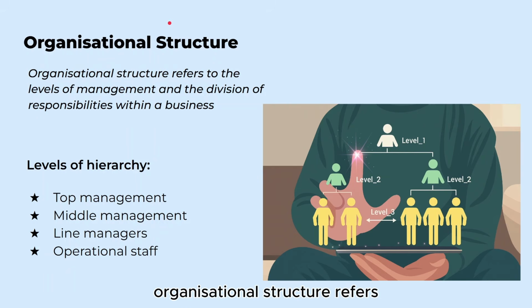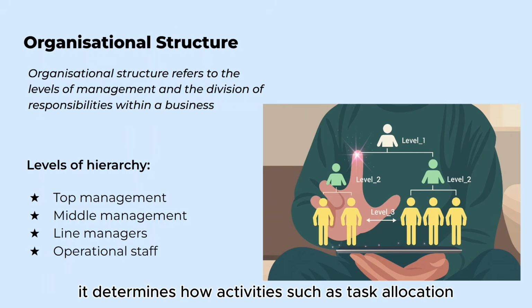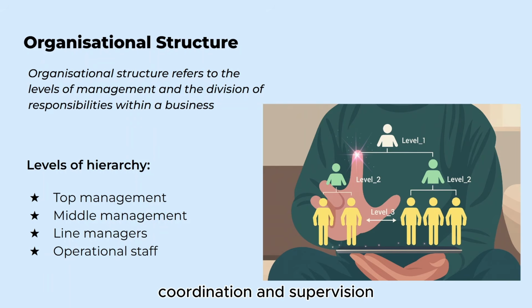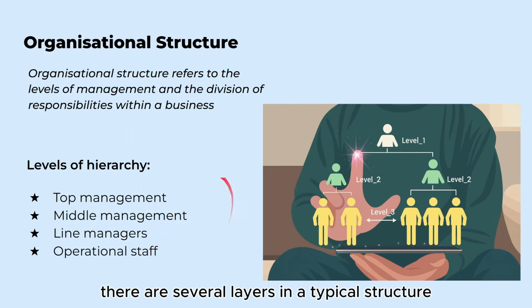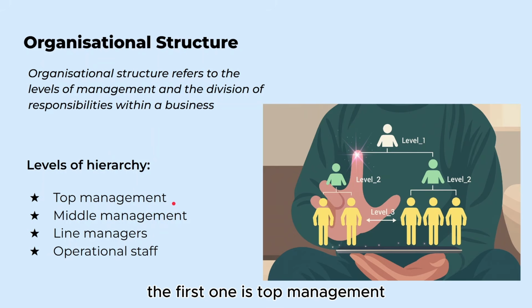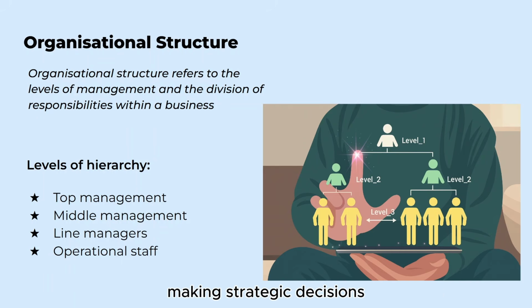Organizational structure refers to the levels of management and the division of responsibilities within a business. It determines how activities such as task allocation, coordination, and supervision are directed towards achieving business goals. There are several layers in a typical structure. The first one is top management. It includes roles like the CEO, managing directors, and board members. They are responsible for setting long-term goals, making strategic decisions, and overseeing the entire organization.